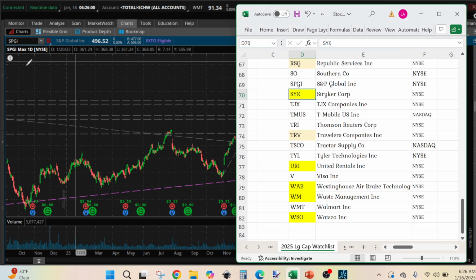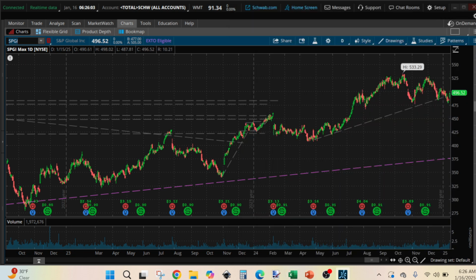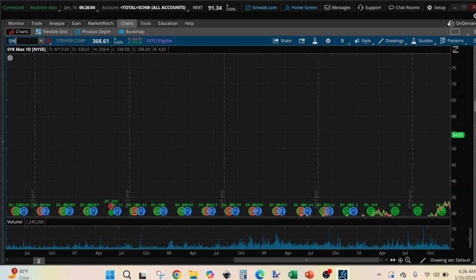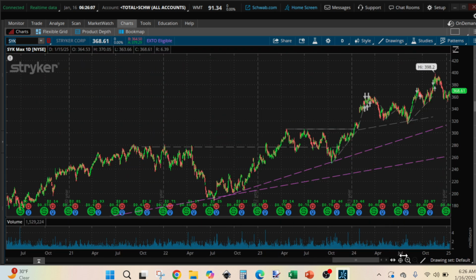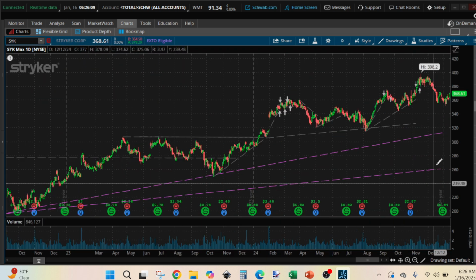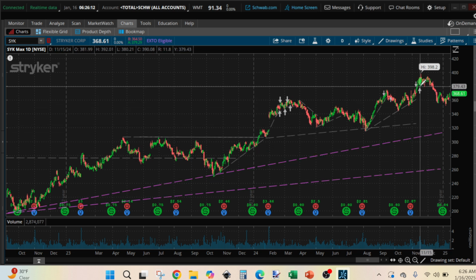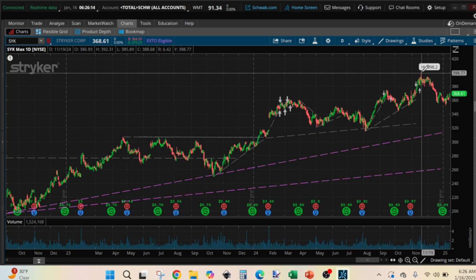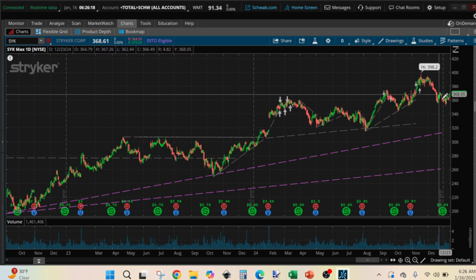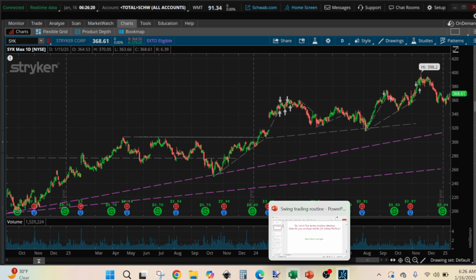The next one is SYK, and we have SYK already in our portfolio. We are not going to buy it until we sell it. We like to buy at those lines later, but right now we purchased it right there, and then that short trend line ended, and the price went down.